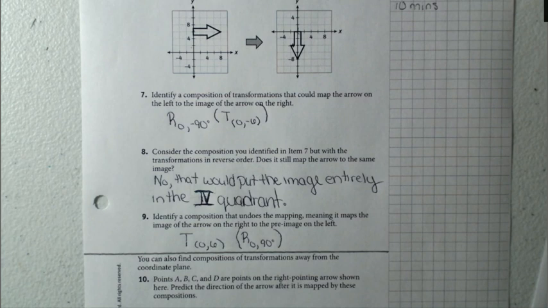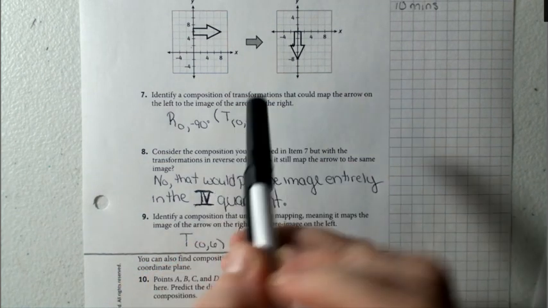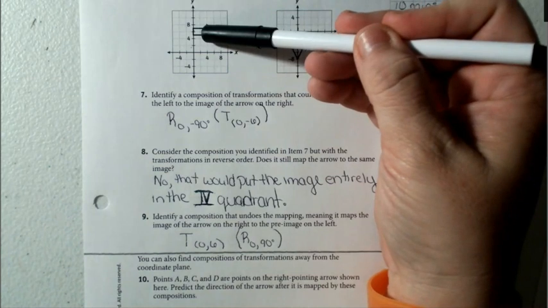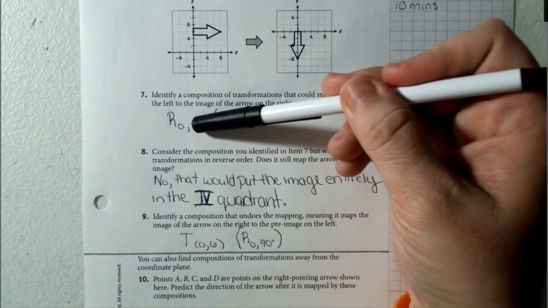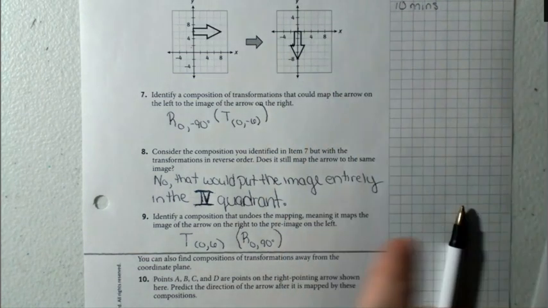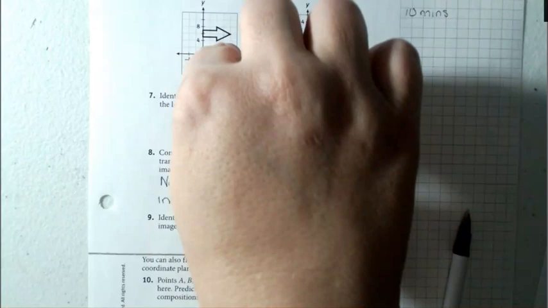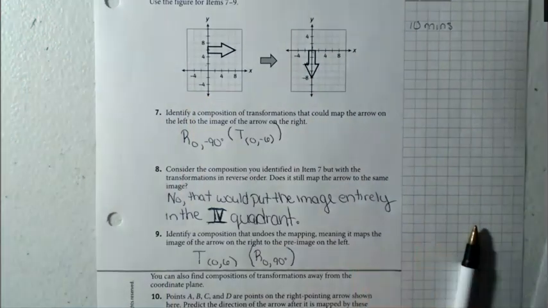The answers have now been provided for questions 7 through 9. 7, it says, I started off with the translation of 0, -6. So that means I shift this figure down. And then it says I rotate about the origin clockwise 90 degrees. So we would have an image right here, and it is now rotated to where it's facing downward.